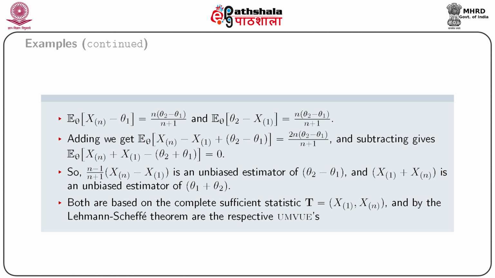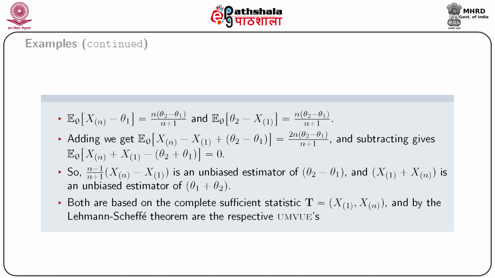Therefore, (n plus 1) by (n minus 1) into (X ordered n minus X ordered 1) is an unbiased estimator of theta 2 minus theta 1 based on the complete sufficient statistic T. Hence, by Lehmann-Scheffé theorem, it is the UMVUE of theta 2 minus theta 1.